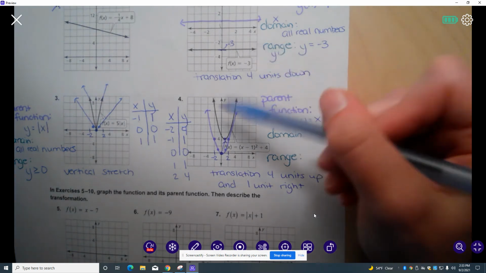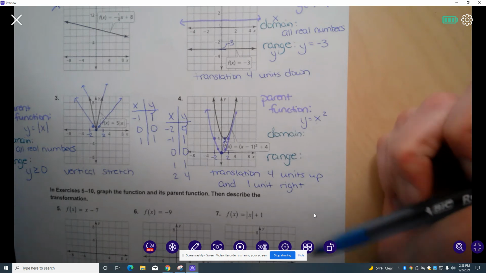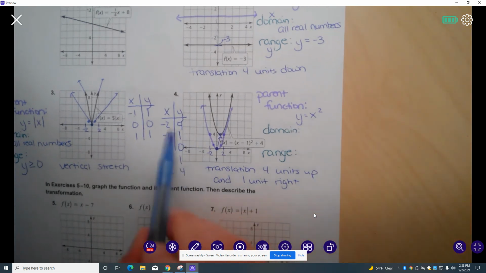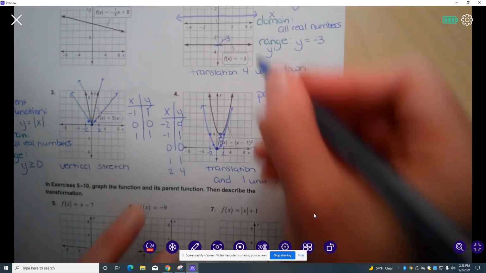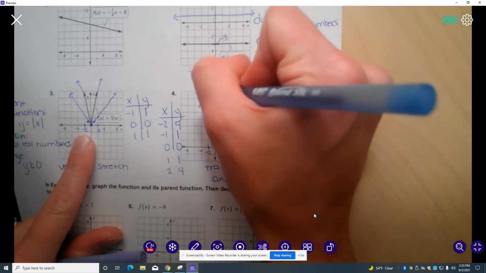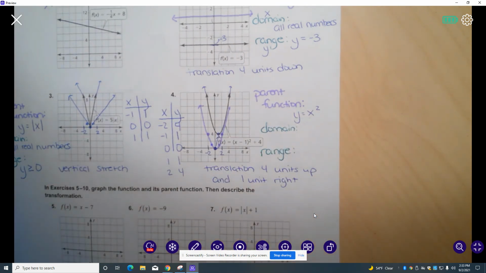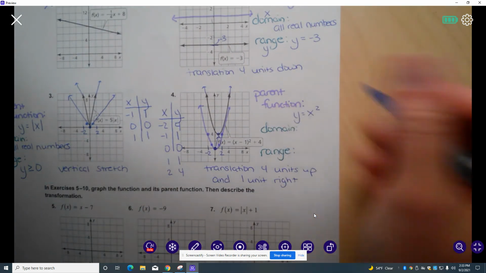Finally, let's give the domain and range for this graph here. Okay, x values, ask yourself, how is it moving left and right? Kind of like the absolute value problem, this graph goes forever to the right and to the left. So it's going to hit all possible x values, all real numbers.